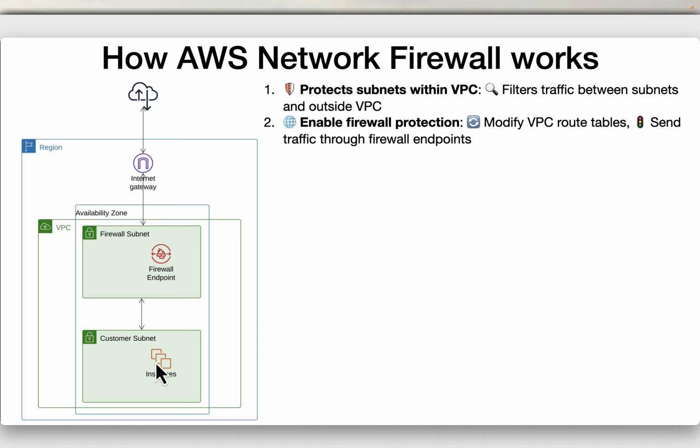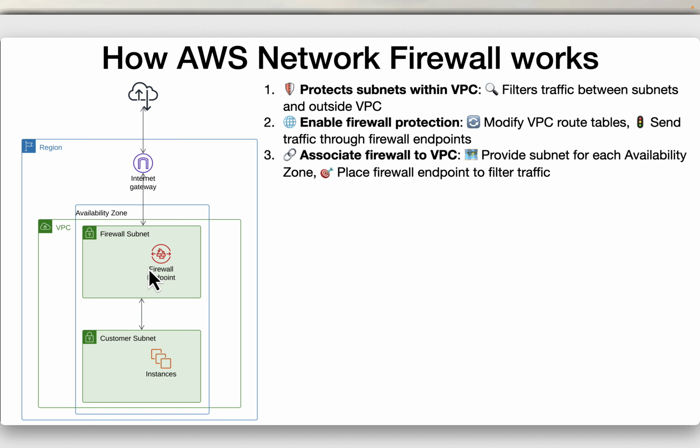So let's say you have regular subnets. You basically introduce a firewall subnet, a dedicated subnet, and you add an endpoint, and you make sure all the traffic goes via this endpoint through your route table. When you associate a firewall to your VPC, you must provide a subnet for each availability zone where you want to place a firewall endpoint to filter traffic, and it must be done for each availability zone. So if subnets are there in here, you can have one firewall subnet. If you have one more AZ, you have to do the same.